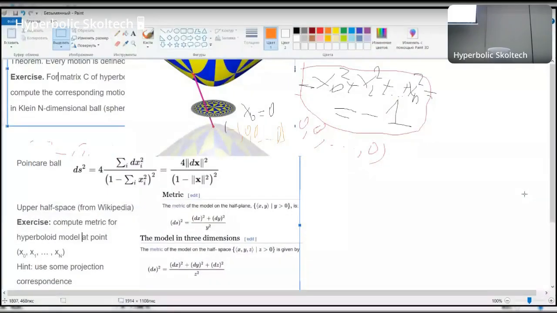So probably you need a hint, for example, how to compute the projection. Okay. Here you have the point x0, x1, etc., xn, and it satisfies this relation. Here you have this point -1, and if you are given these two points, you want to compute the third point on the plane x0 equals 0.